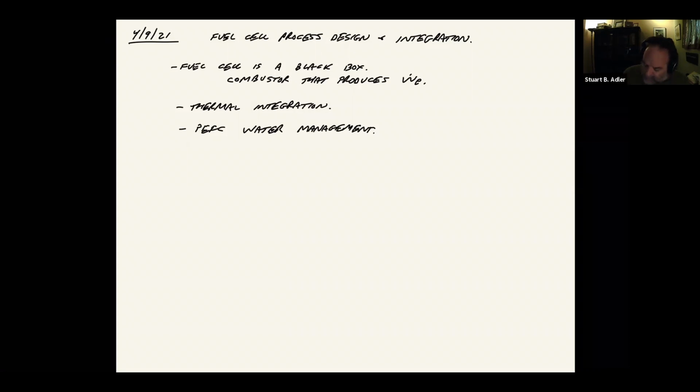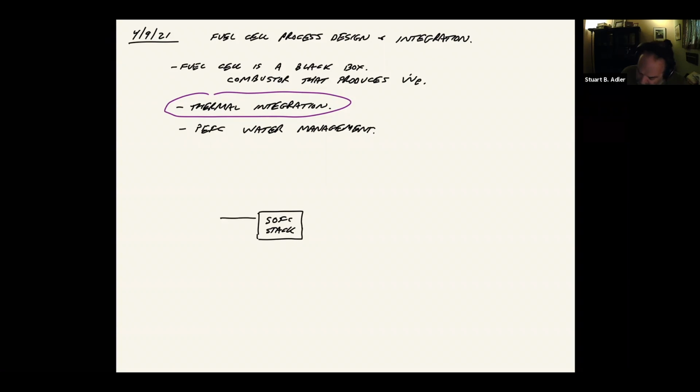The first thing I want to talk about, so I'm going to focus today on this issue of thermal integration. Just as sort of a straw example of this, imagine we think about an SOFC, so an SOFC stack. Imagine we put in some fuel and we put in some air. And out of this fuel cell, we're producing exhaust gases. Come back to some of the details of that in a second.